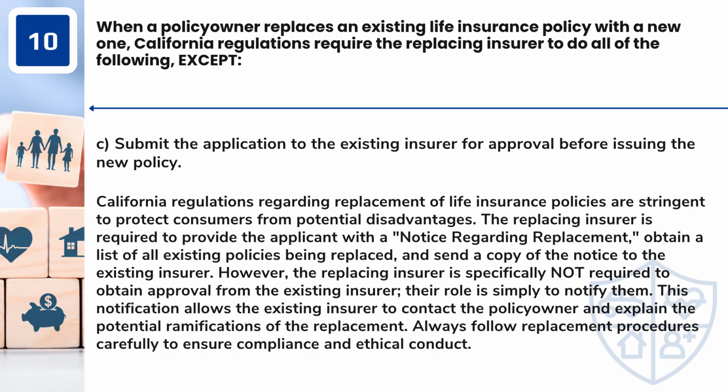Answer: C. Submit the application to the existing insurer for approval before issuing the new policy. California regulations regarding replacement of life insurance policies are stringent to protect consumers from potential disadvantages. The replacing insurer is required to provide the applicant with a notice regarding replacement, obtain a list of all existing policies being replaced, and send a copy of the notice to the existing insurer.